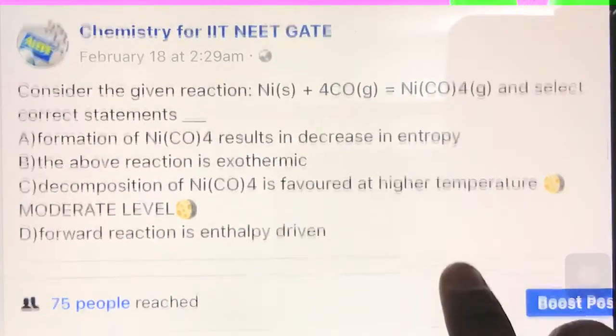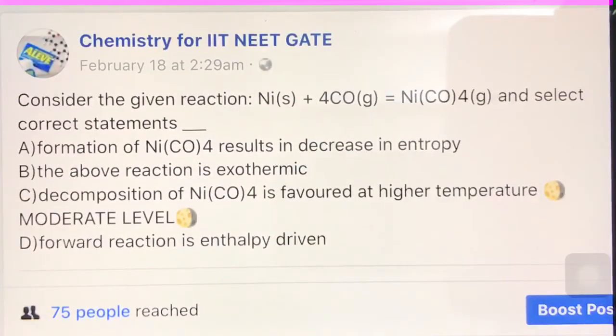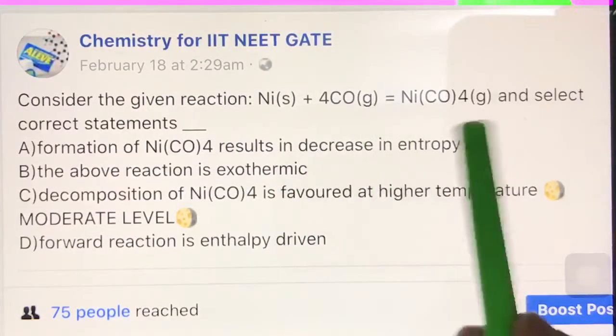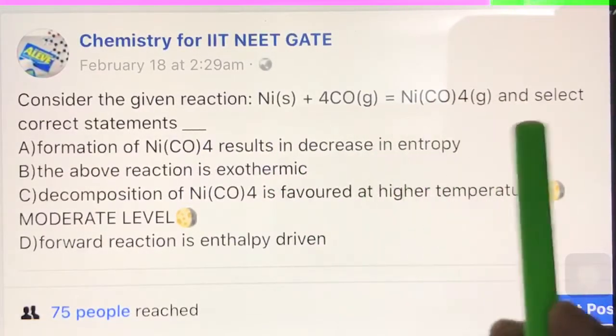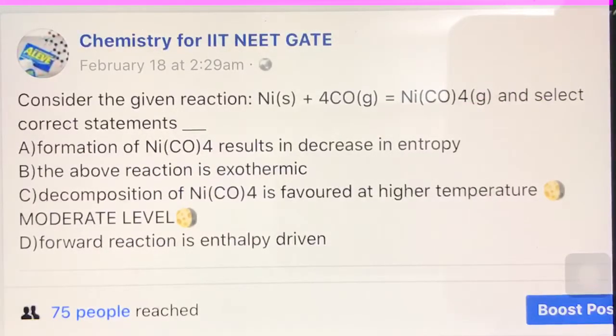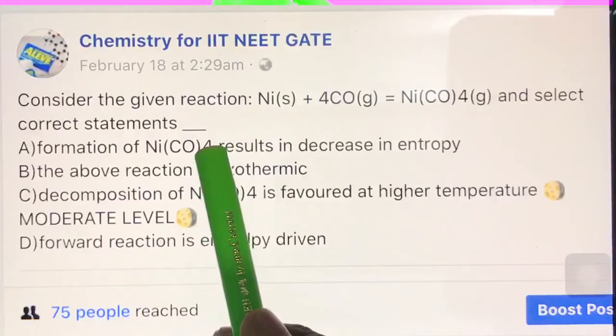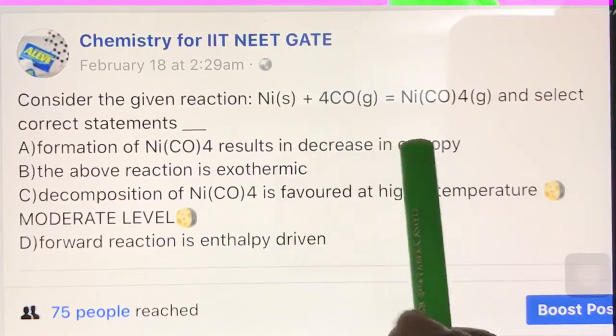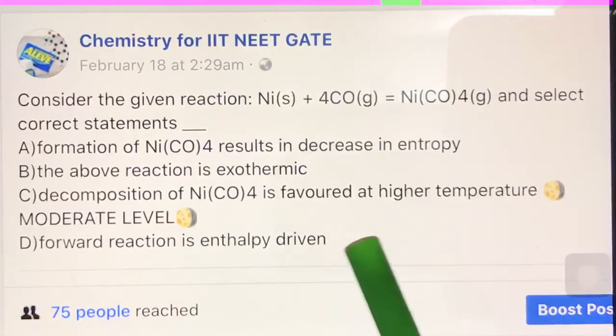So let's see the problem here. Consider the given reaction: Ni solid plus 4CO giving NiCO4, which is in gaseous form, and select the correct statement. Okay, formation of NiCO4 results in decrease in entropy.